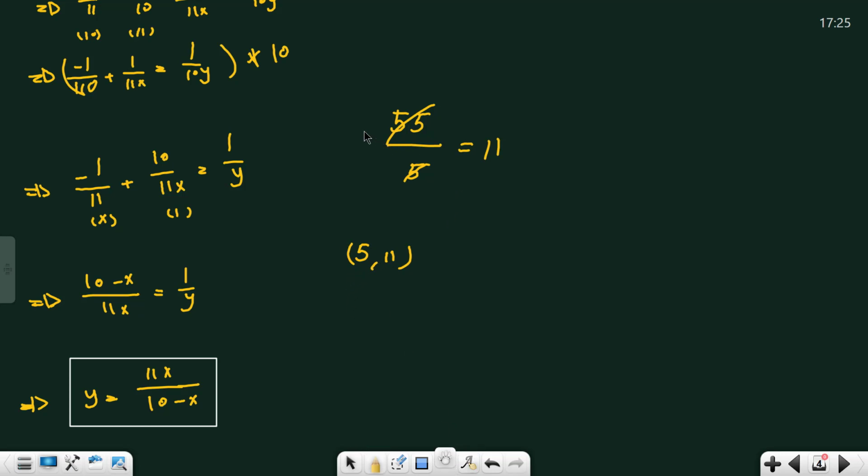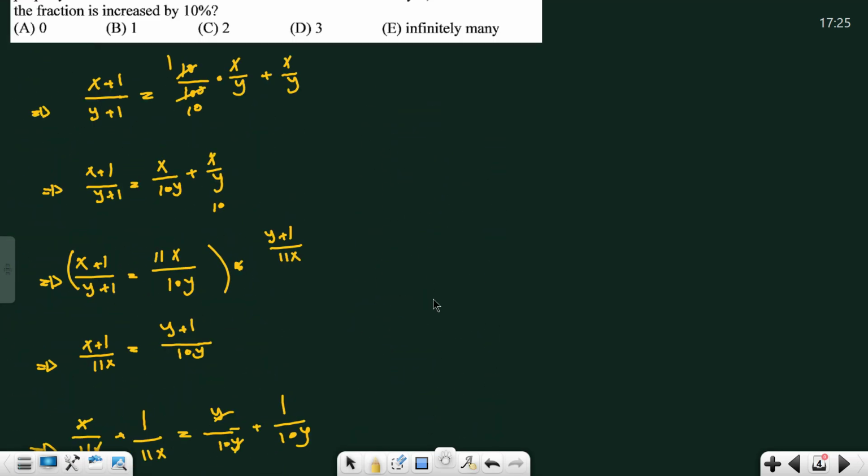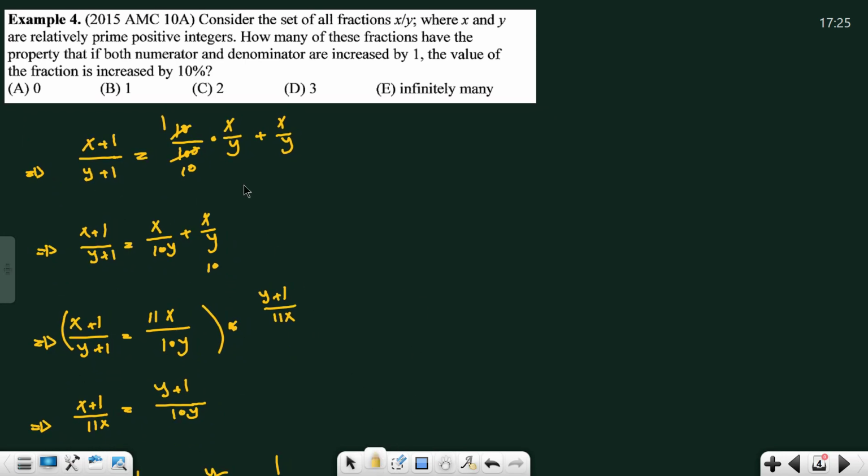How many fractions with relatively prime numbers do I have? According to my solution, only 1. So the correct answer is B.